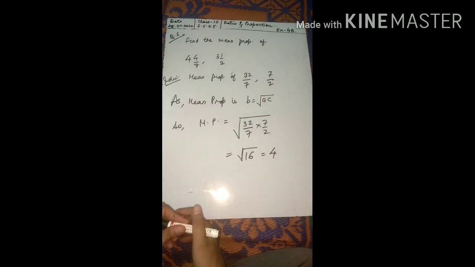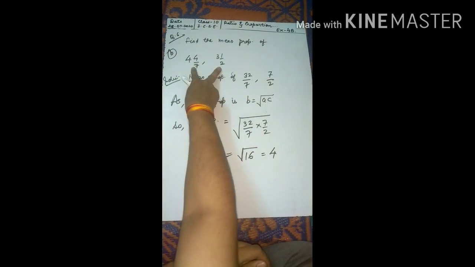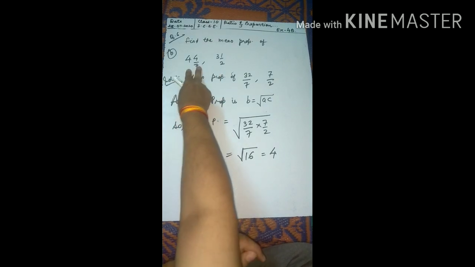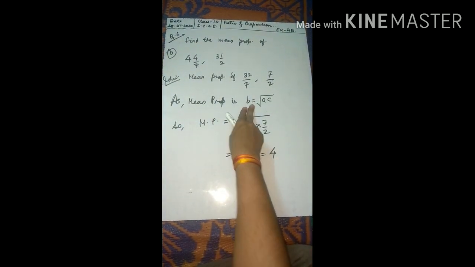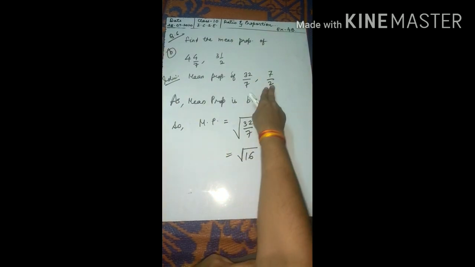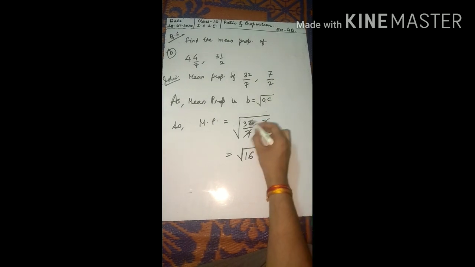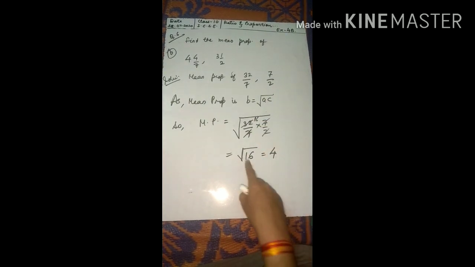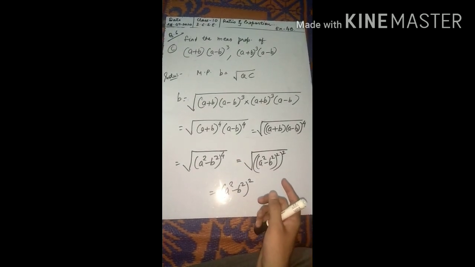Find the mean proportion of the following. So let us do the B question. This is given. We need to find the mean proportion. So first change this mixed fraction into a proper fraction. So 32 upon 7, 7 upon 2. We know the formula for the mean proportion, as we have stated in the previous part of the video, that is b is equal to under root of AC. So the mean proportion will be, this is A, this is C, multiplied here. 7 to 7 we can cancel, 32 with 2 to get 16, under root of 16 is 4. Okay, let us come to the sixth C question.